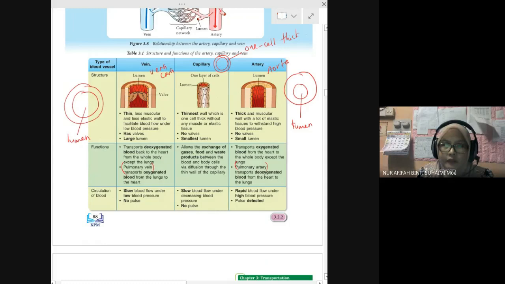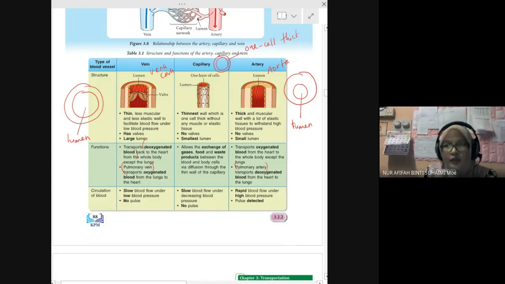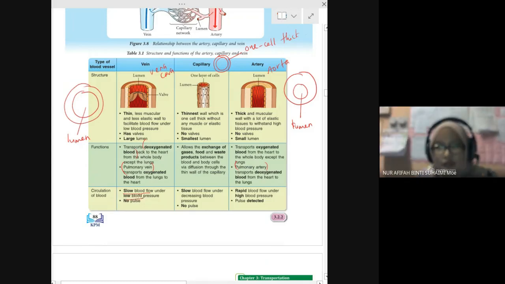All right. The main function of vein is to transport deoxygenated blood. We have the vena cava, that transports deoxygenated blood from the whole body. Then it comes out from the pulmonary artery and goes to the lungs to take oxygen. Circulation of blood in vein is slow, with slow blood flow under low blood pressure, compared to artery.